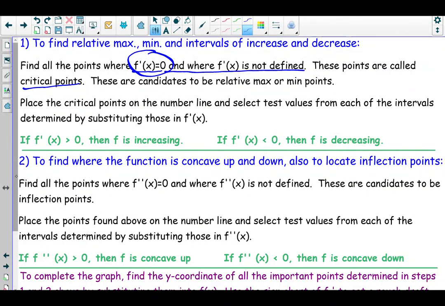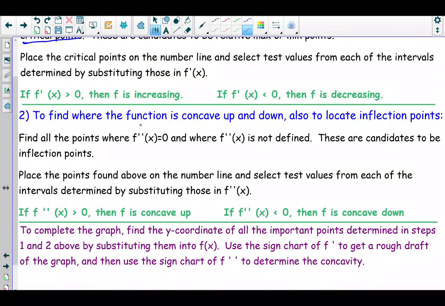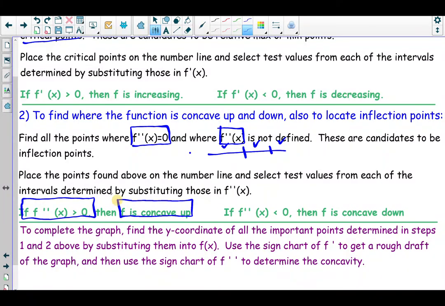On the other hand, to determine information about concavity and inflection points, what we're going to do is set the second derivative equal to 0 and also find where second derivative is undefined. These are candidates to be inflection points. Once again, we're going to put them on the number line and find test values in between them, substitute them into f double prime. And if f double prime is greater than 0, then we're going to conclude that f is concave up as per the previous slide, right? If second derivative is greater than 0, f is concave up. On the other hand, if second derivative is negative, then f is concave down.